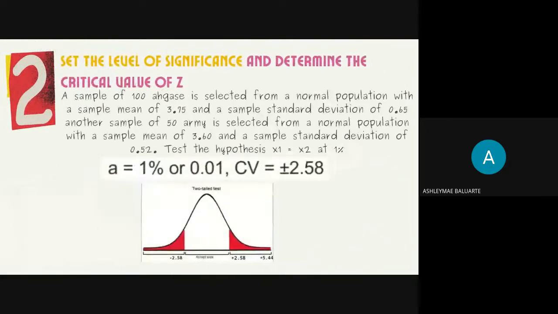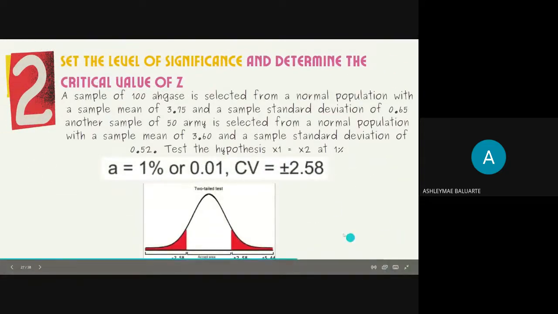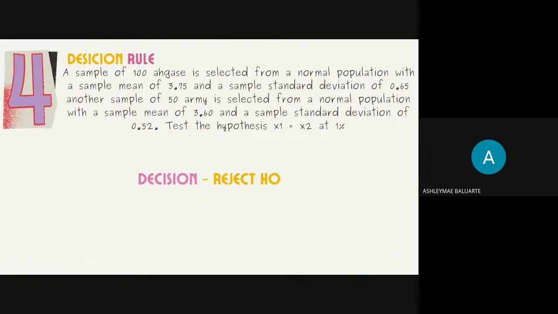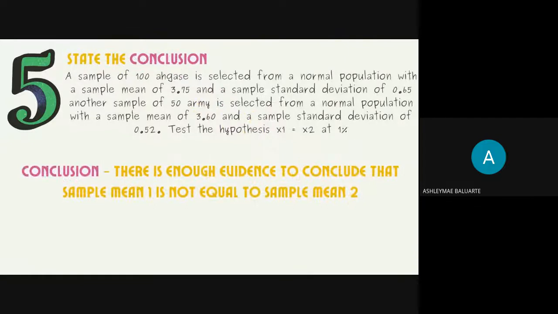So, yung nakuha nating z is babagsak siya sa ating rejection region dahil lumagpas na siya sa ating positive 2.58. Kaya ang decision natin is reject the H0. So, now we're going to state the conclusion. So, dahil nga na-reject natin, we can say that there is enough evidence to conclude that sample mean 1 is not equal to sample mean 2.